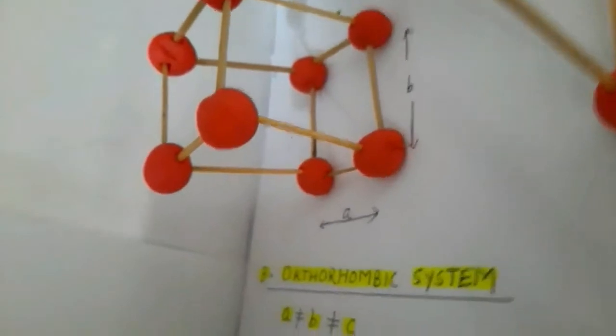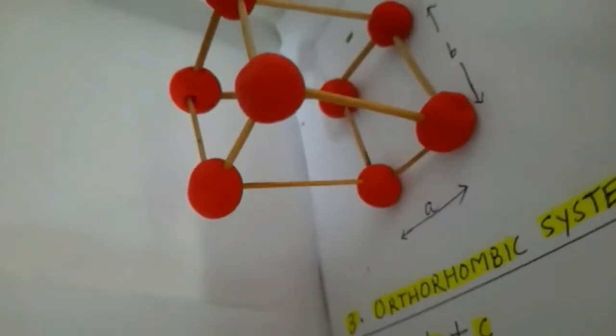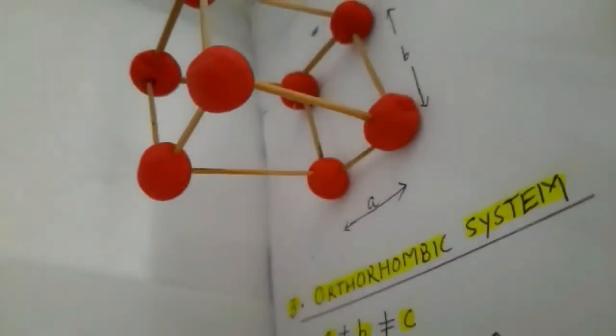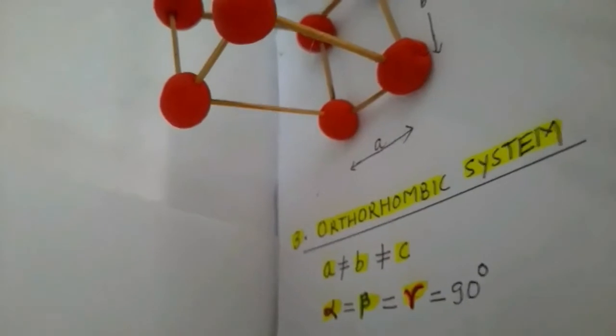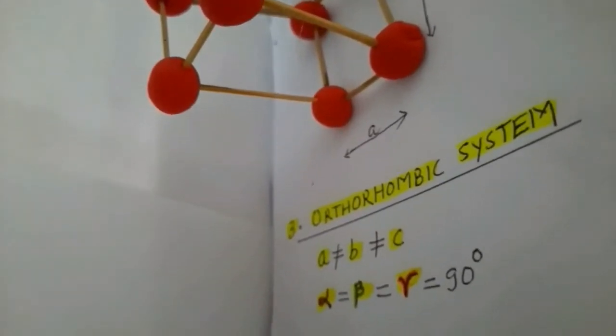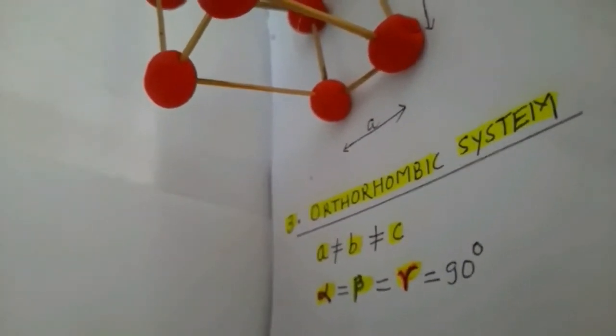Now, let us take another crystal system, that is orthorhombic crystal system. In this crystal system, all the three edge lengths a, b and c are different from each other, but the three angles alpha, beta and gamma are equal to each other as well as they are equal to 90 degrees. This is an example of orthorhombic crystal system.